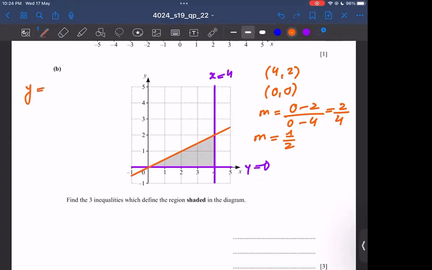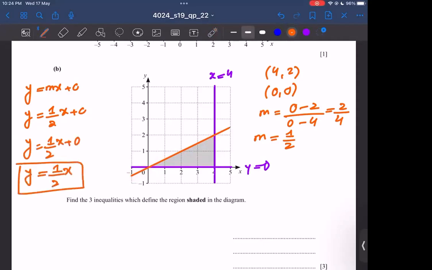So y equals mx plus c. I got the gradient, so y equals 1 by 2 x plus c. c is the y-intercept, so this line is passing through the y-intercept. When x equals 0, y is also 0. So y-intercept is the value when x is 0. When x is 0, y is 0 for this line, so the value of c is also going to be 0. So the equation of this orange line is y equals half x.